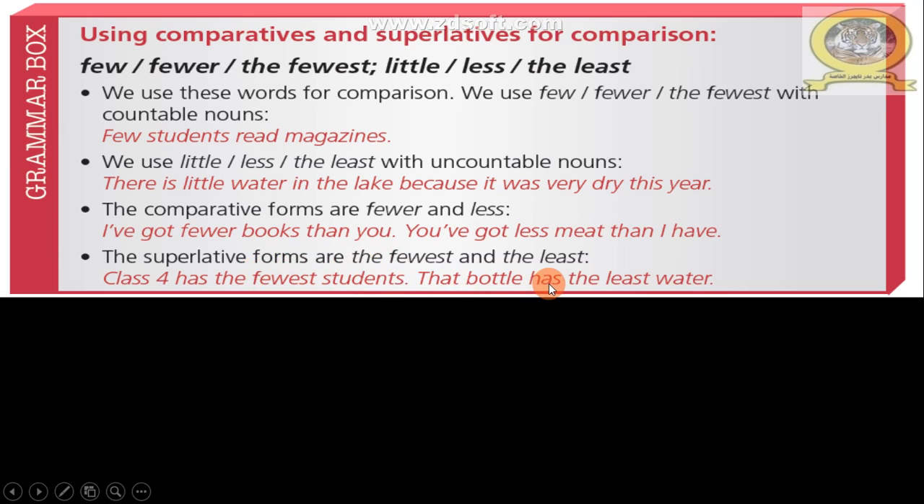The bottle has the least water. So I use the least here because water is an uncountable noun.